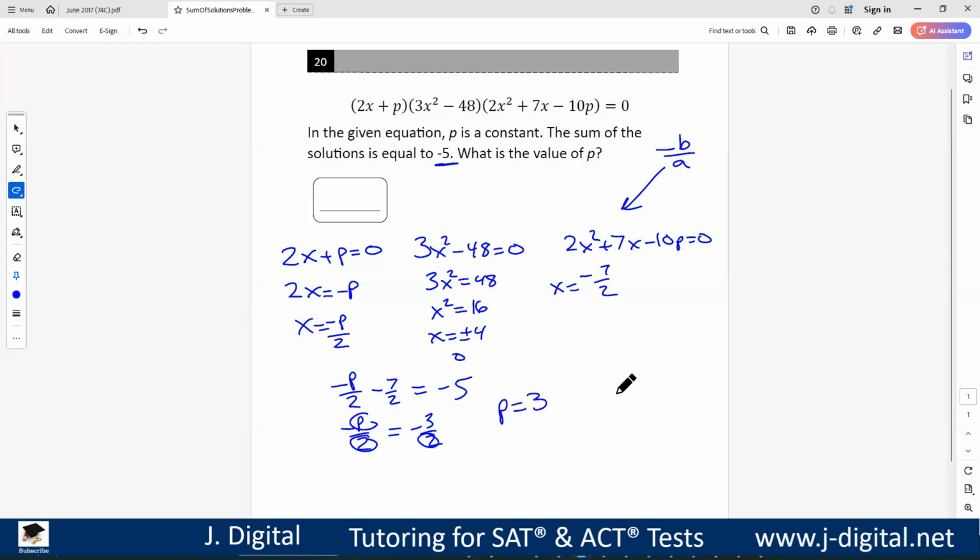So that's how we do this one. Set each of the parentheses equal to 0 using our zero product rule. Get the solutions of those, add them all together, and set it equal to our -5 and solve for p.